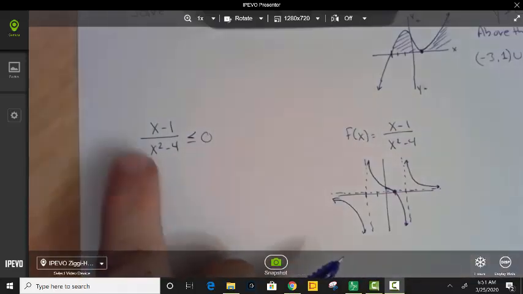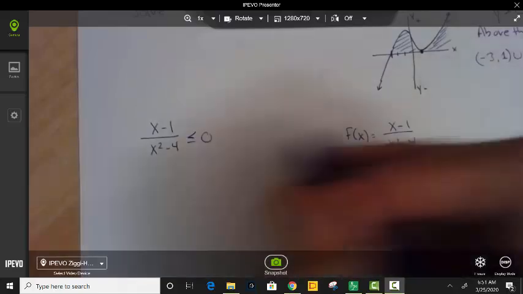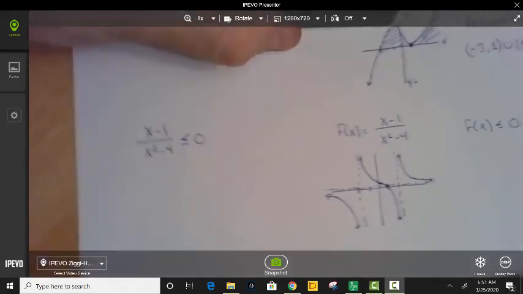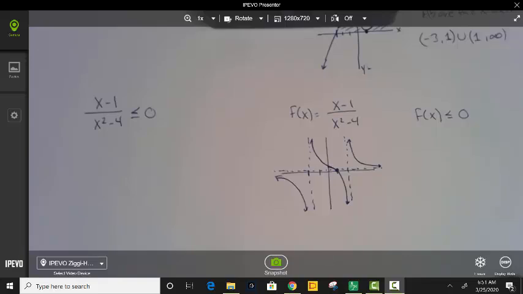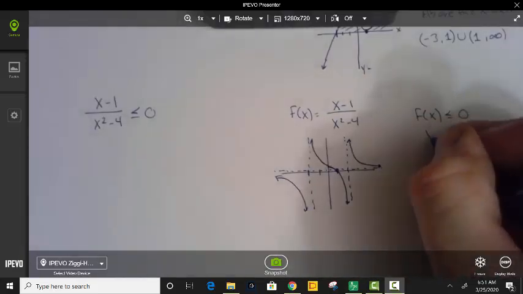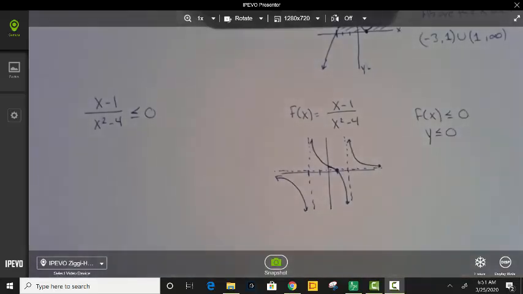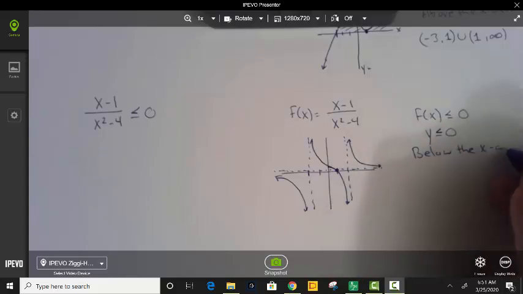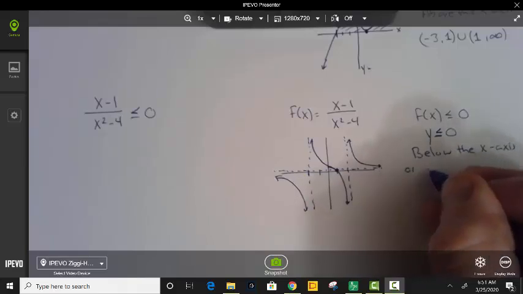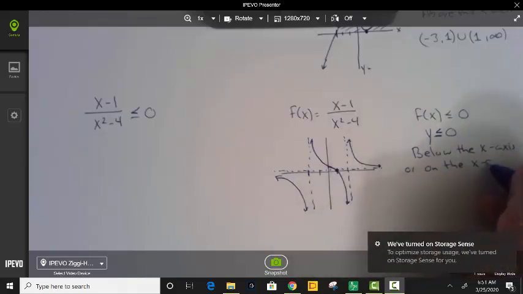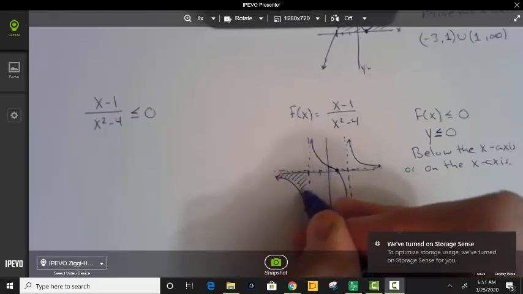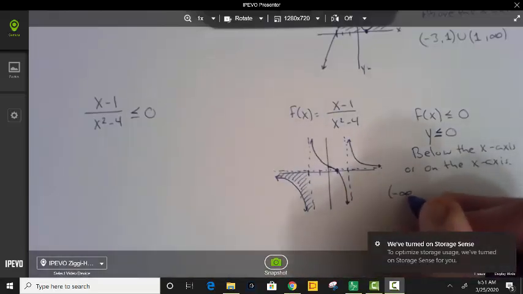And then once again, we're going to replace this with f of x, which is f of x is less than or equal to 0. So this inequality here, x minus 1 over x squared minus 4, can be thought of as f of x is less than or equal to 0, which once again means just the same as y is less than or equal to 0, which means that it's below the x-axis. The equal to 0 means or on the x-axis. Okay, so we see that it's below the x-axis over here, so that would be negative infinity to negative 2.